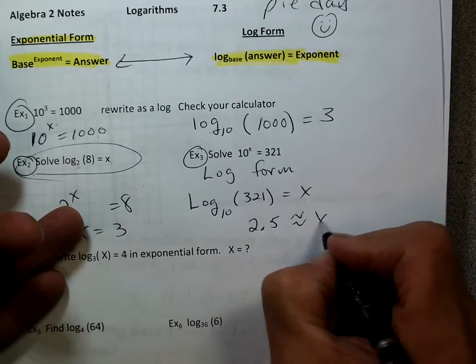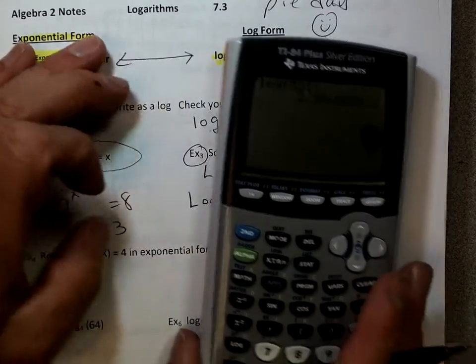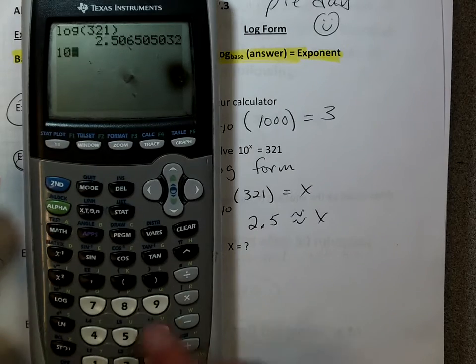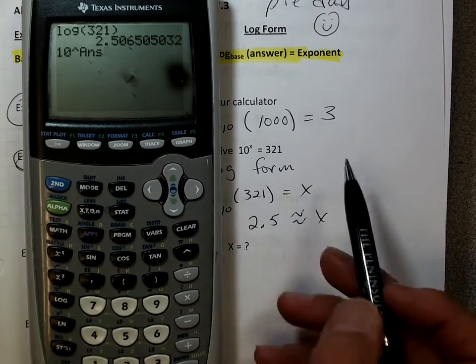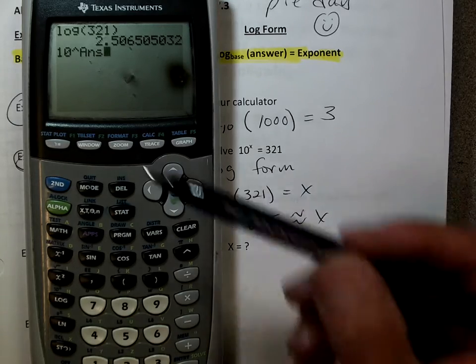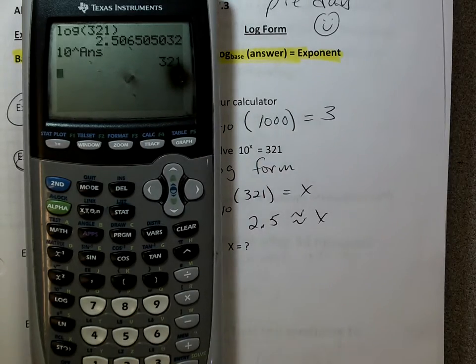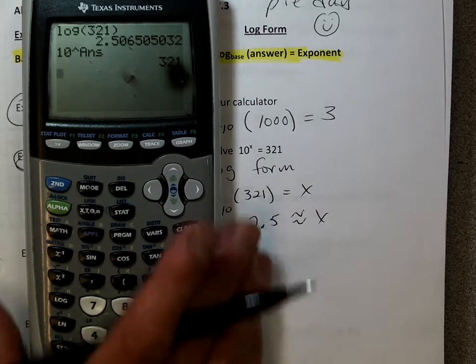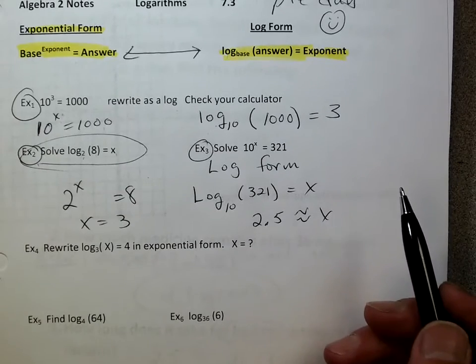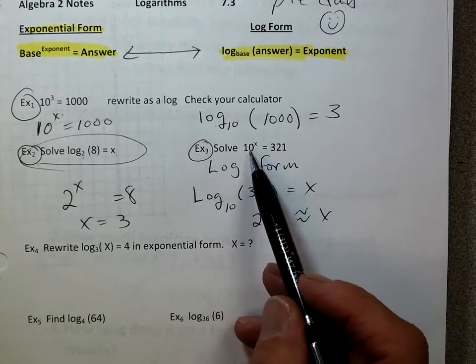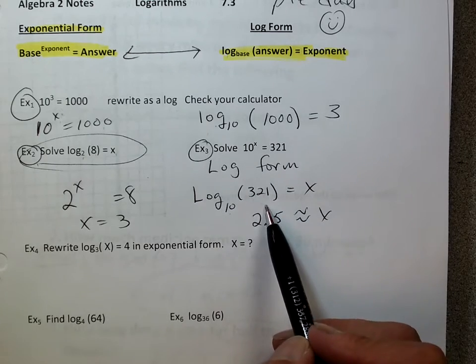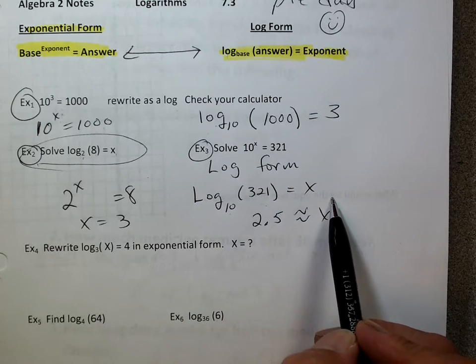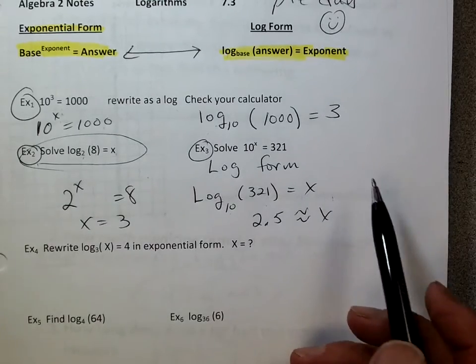Now let's check this out. If I go 10 to the power of that, I know my answer is going to be 321. Check it out. If I go 10 to that power, 321, what do you know? So what we're doing is solving for the exponent. We solved for the exponent by using logarithms. We just rewrote it as log base 10 of 321 equals x. We just transposed it from exponential to log.